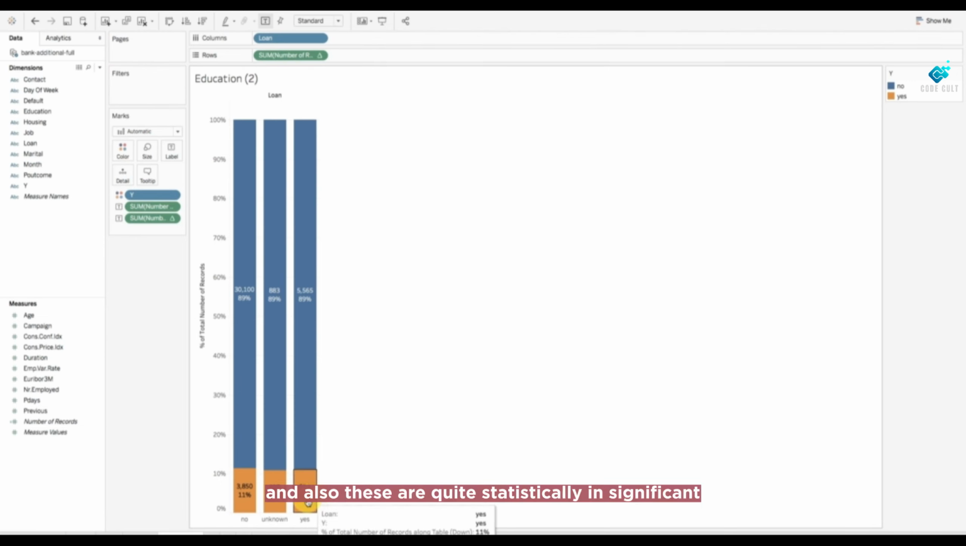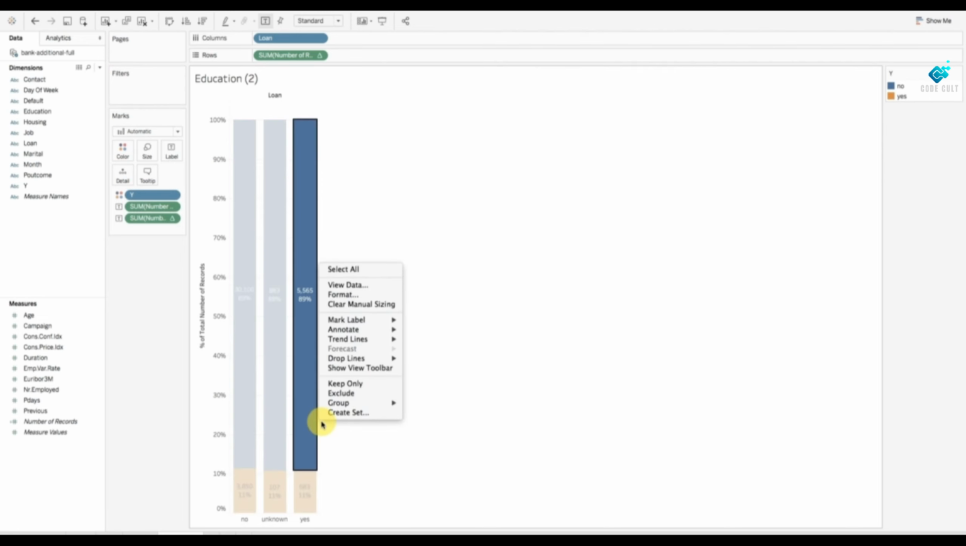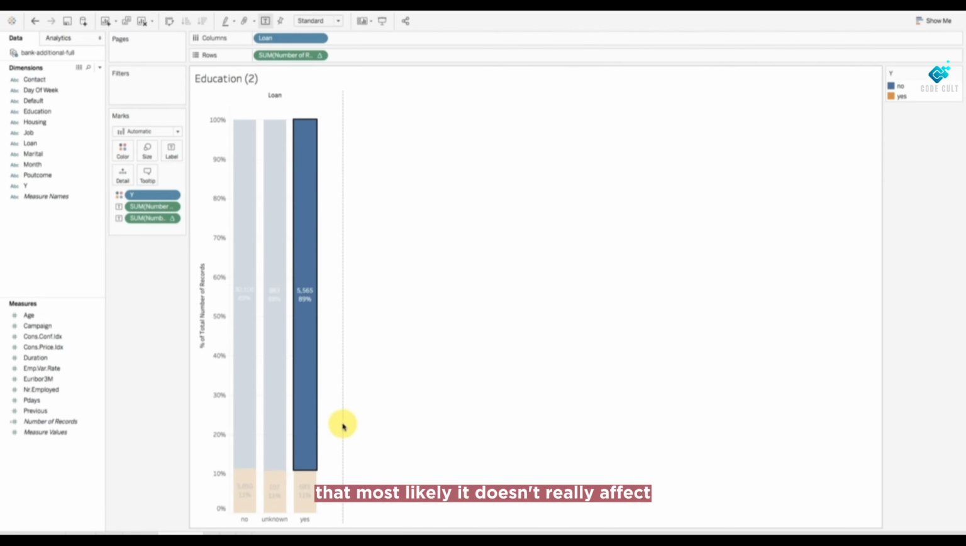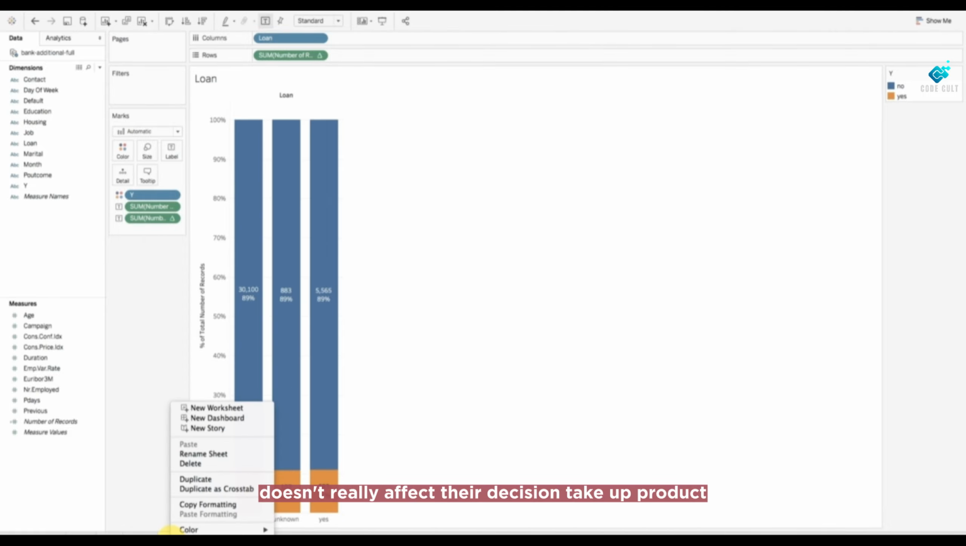This has no effect, and also these are quite statistically insignificant, especially this one, 100. These ones are maybe more or less okay, but nevertheless, there is still nothing to observe anyway. They're all 11%. So we can tell from here that most likely it doesn't really affect their decision to take up the product. Whether or not they have a personal loan doesn't really affect their decision to take up the product.